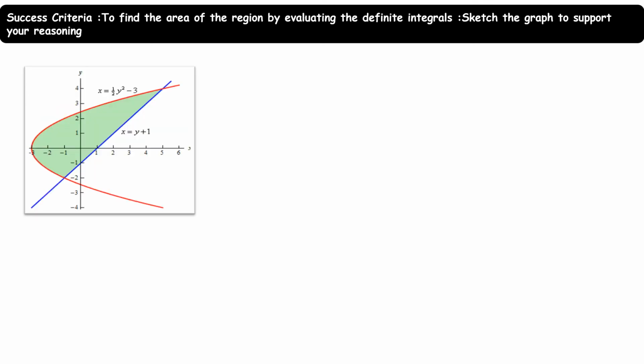So here is another question. In this question, they again ask for right minus left. So what is the right curve? It is the blue line, that is y plus 1, minus the left curve, the red line, that is half y square minus 3. Don't forget to put the brackets. Now you have the upper and the lower limit. So the lower limit for y is -2 and the upper limit is 4. And you have to put dy.